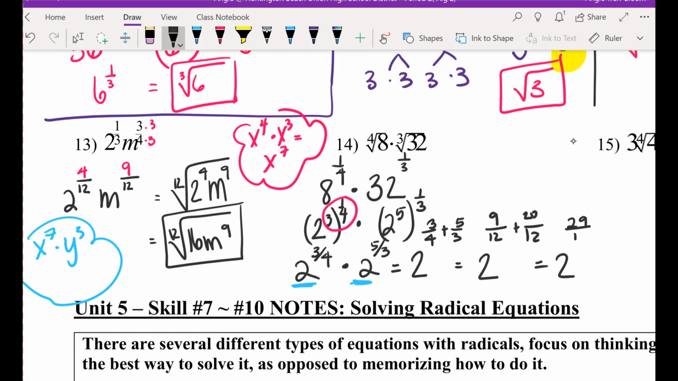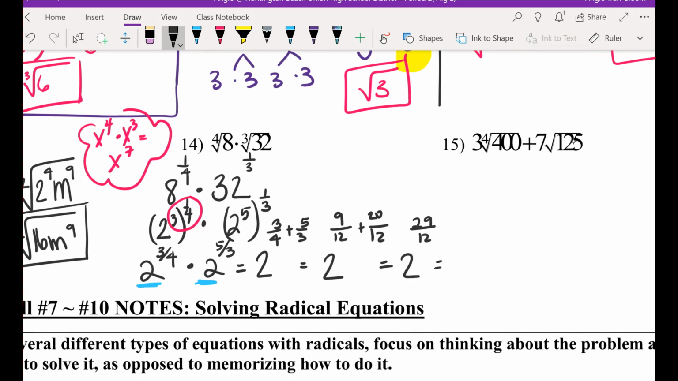29 over 12. I can't simplify that fraction, so let's rewrite it as a radical. How do I rewrite it as a radical? It would be the power of 12. What's your index? 12. Okay. And then 2 to the 29. Oh, man. Can I simplify that?